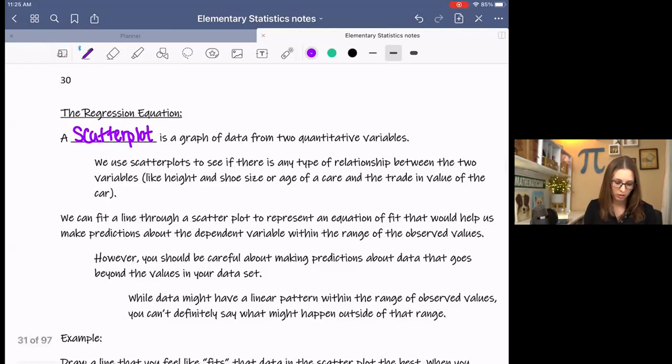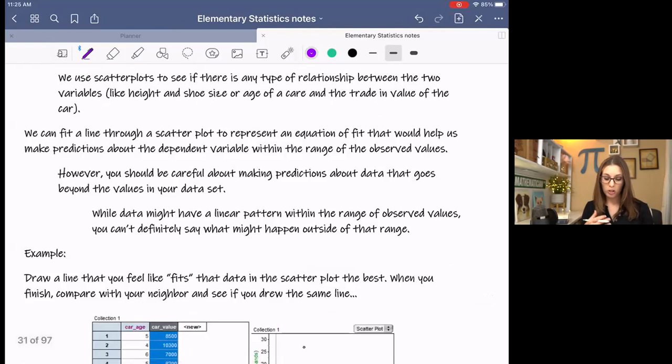We can fit a line through a scatter plot to represent an equation of fit to help us make reasonable predictions about the dependent variable within a specific range. So basically, you can't make predictions too far outside the scope of your data because certain things might change in the future.